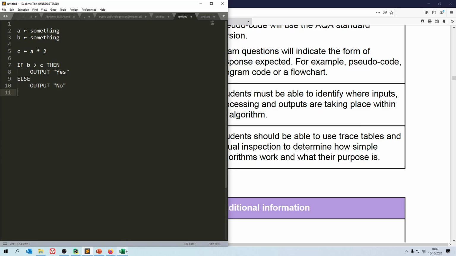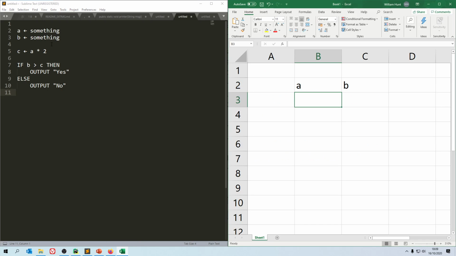Well, let's say we have an algorithm that looks something like this. This is in really basic pseudocode. What we can do is do this in our head, or probably a better idea, in case you make a mistake, is to do it on a little table. Just write this in the corner of the exam paper, or I'm using Excel because it's easier. I'm going to draw up a little table, and I'm going to trace how all of the values change.